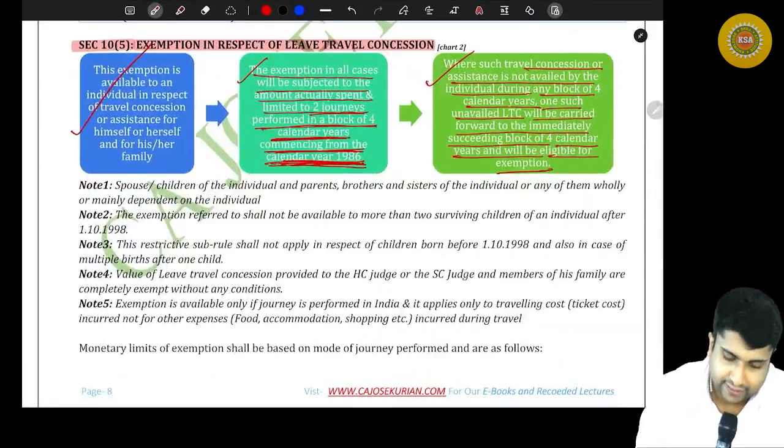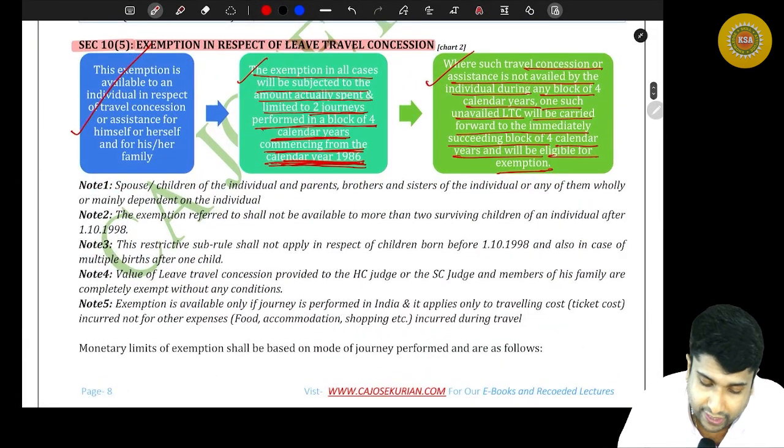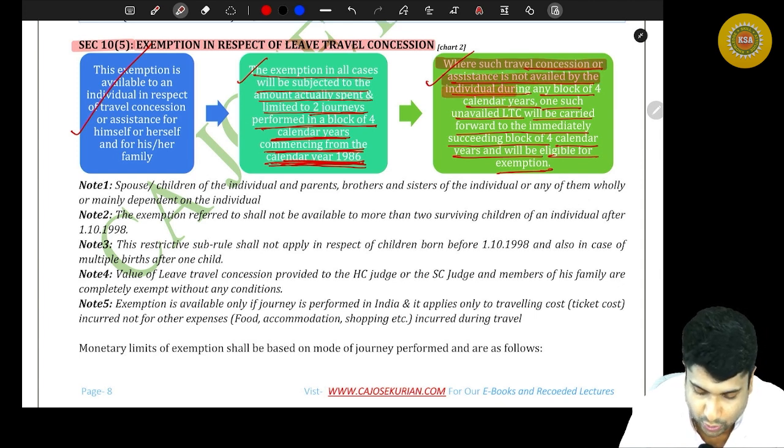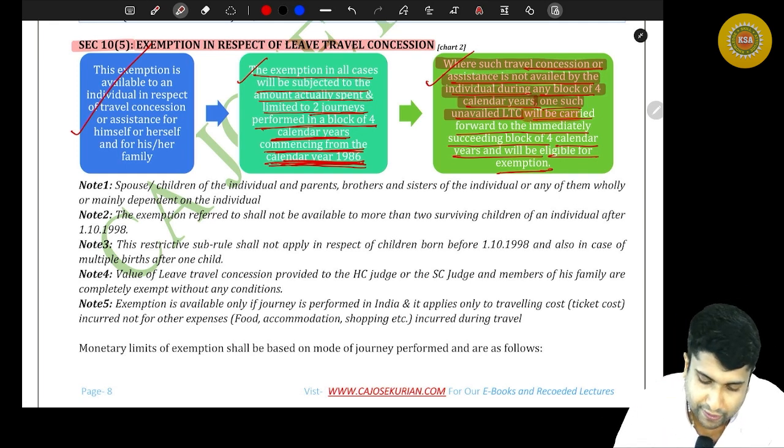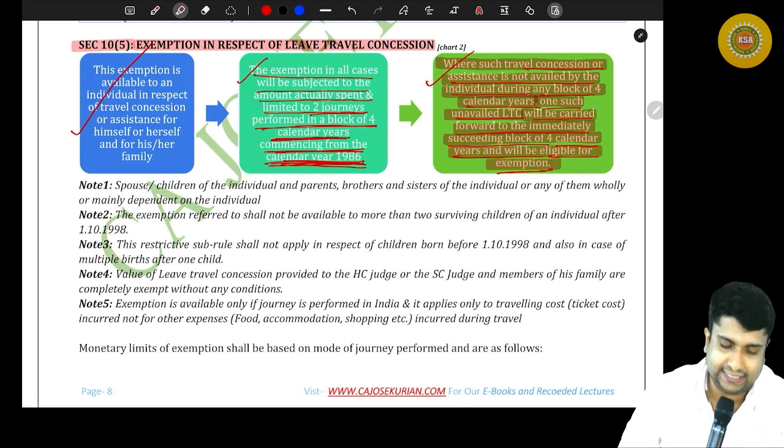So, we will read that again. Read along with me. Where such travel concession or assistance is not availed by the individual during any block of 4 calendar years, one such unavailed leave travel, LTC means leave travel concession, will be carried forward to the immediately succeeding block of 4 calendar years and will be eligible for exemption.